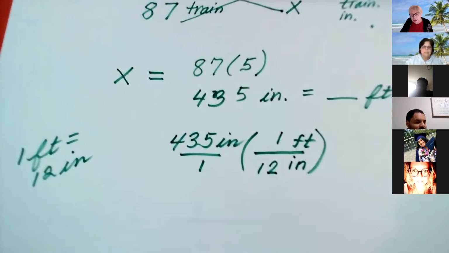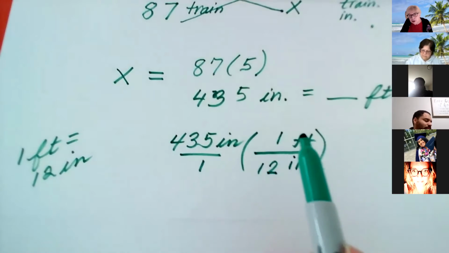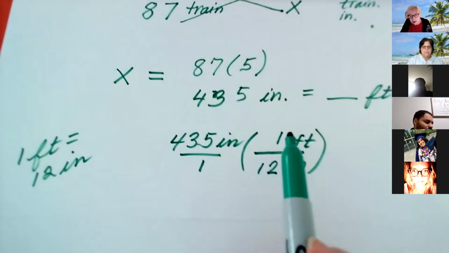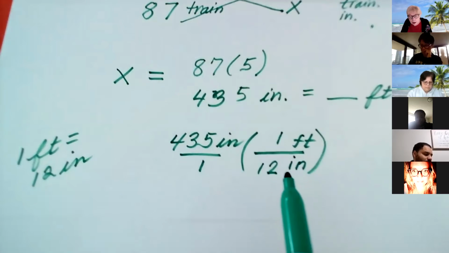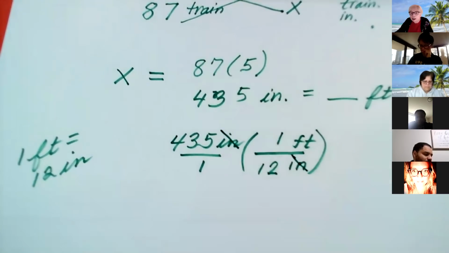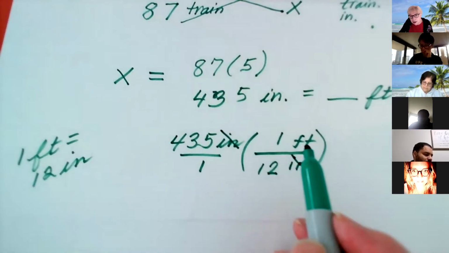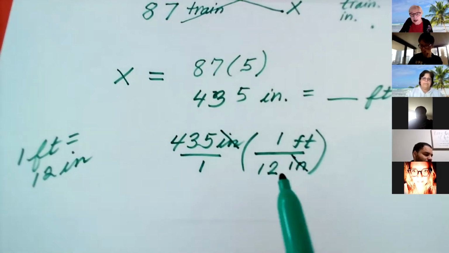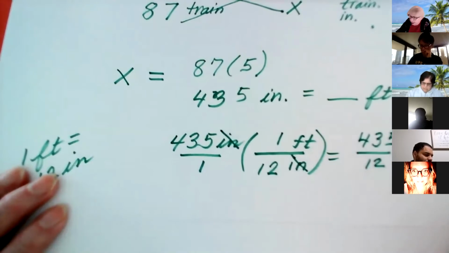Now, this and this are the same. So when you multiply by something that's the same divided by the same, you have not harmed it in a way. And so what happens is the inches cancel each other out, and the only thing you're left with is feet. Now, why did I do this? Because this is telling me what has to happen: the 435 divided by 12, and that will be in feet.